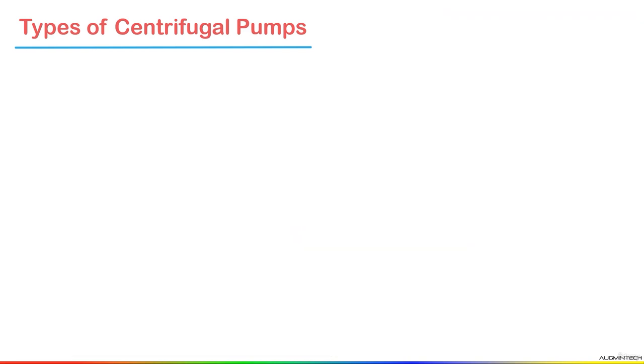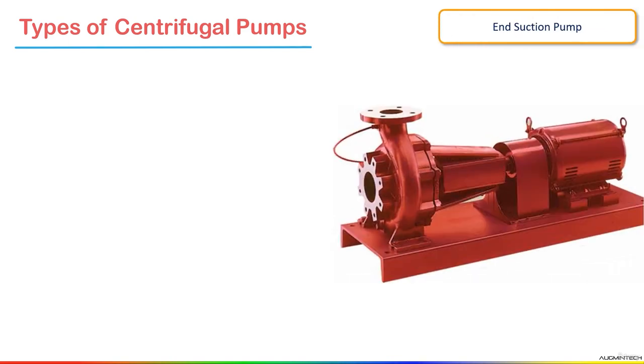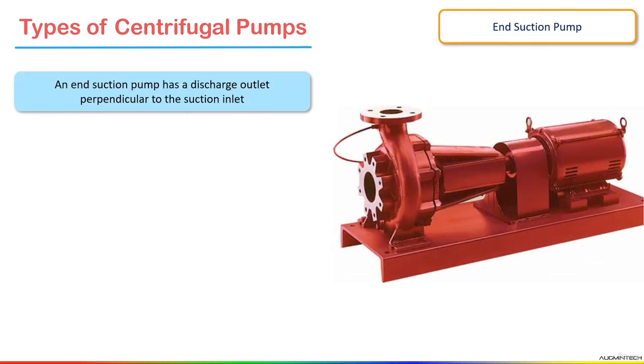Now see, another type of centrifugal pump is the end suction pump. An end suction pump has a discharge outlet. When you see this figure, here we have a discharge outlet perpendicular to the suction inlet. In case of an inline pump, what happens? We have the suction and discharge outlet in the same plane, but in an end suction pump, the discharge outlet is perpendicular to the suction outlet. Means water we supply from this suction inlet and discharge from here, the discharge outlet.